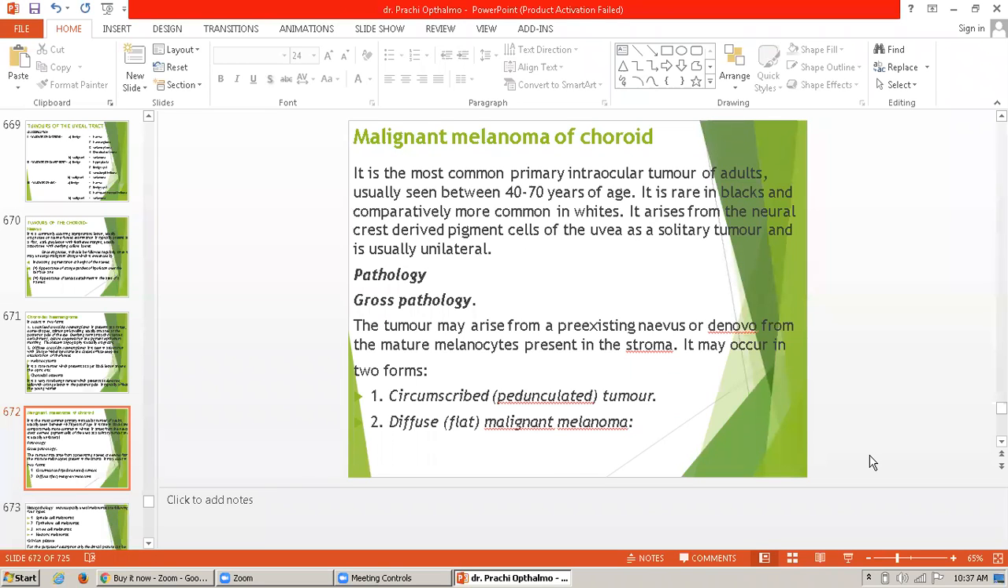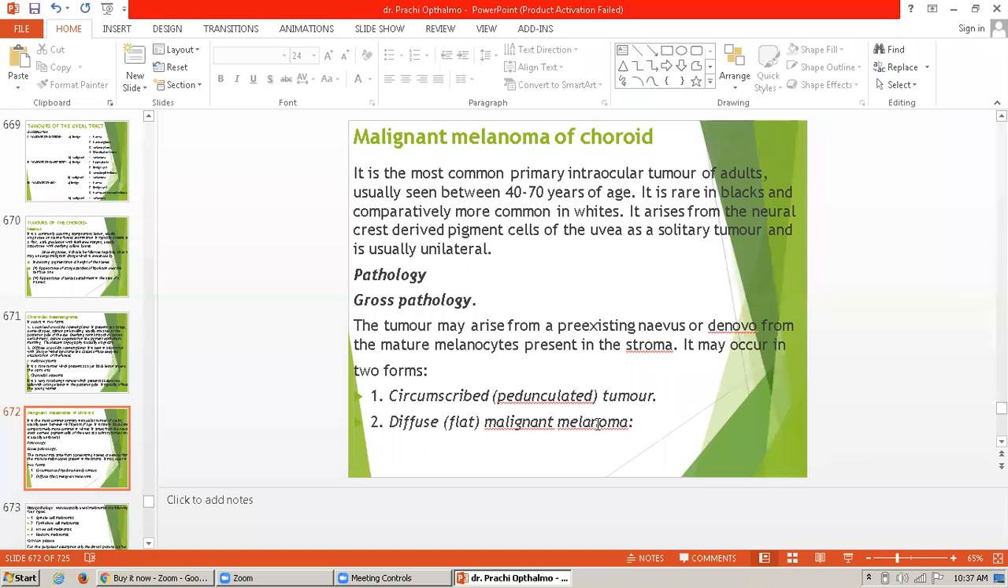So, when we study the pathology, that is the gross pathology, of this malignant melanoma of the choroid, it is a tumor that may arise from a pre-existing nevus or de novo from the mature melanocytes present in the stroma, and it may occur in two forms: a circumscribed pedunculated tumor and a diffuse, that is flat, malignant melanoma.